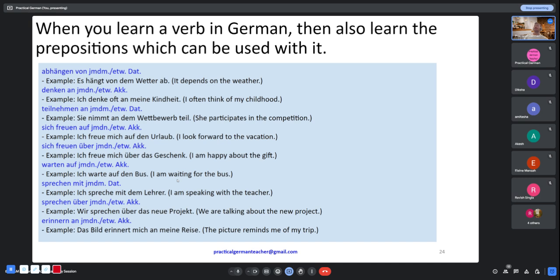So I want someone to read. No, I will do it. So let's start with the first one, right?